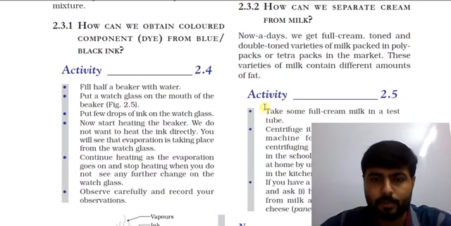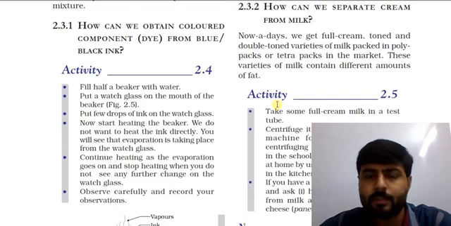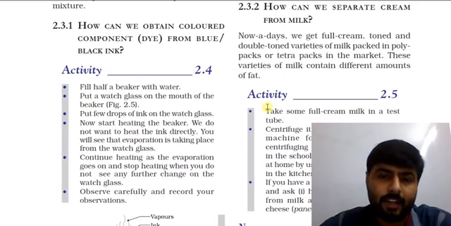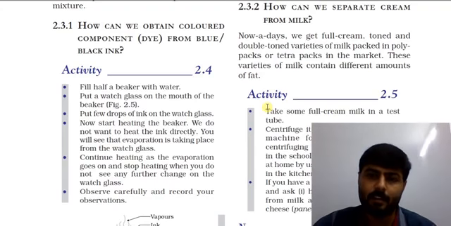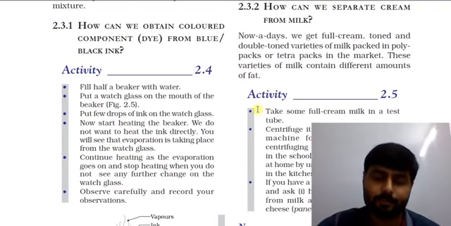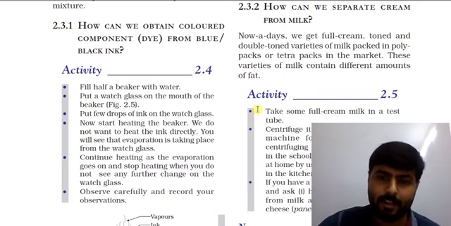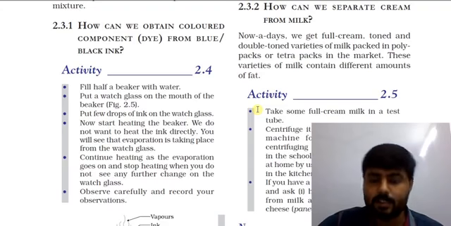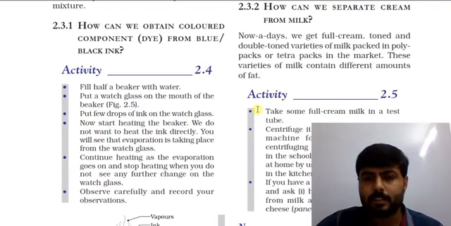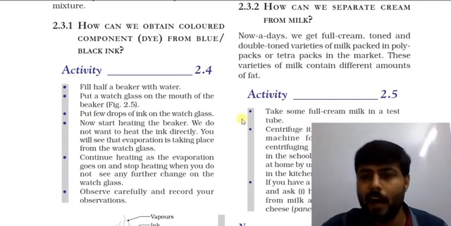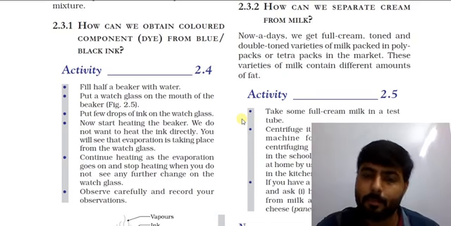For example, you have seen Amul Gold, Amul Taza, Amul Shakti. So that is the different kind of milk pouch available with different percentage of fat. You have also seen cream, Amul cream. We use cream in some of our recipes, cakes. So that cream also came from milk. So let's see how we can separate cream from milk.